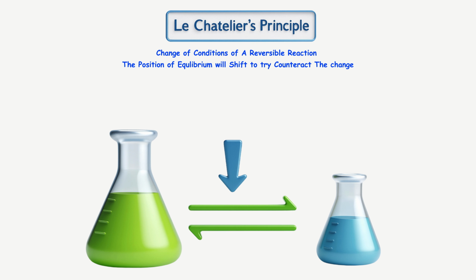From our previous understanding, the position of equilibrium describes the relative amounts of reactant particles and product particles in a system at equilibrium. If there are more reactants than products, we say that the equilibrium lies to the left. On the other hand, if there are more products than reactants, the equilibrium is said to lie to the right.